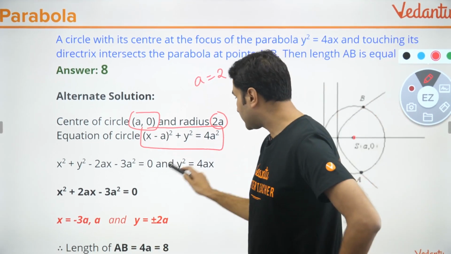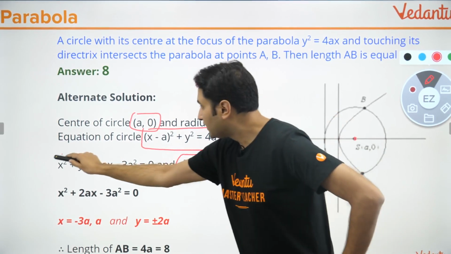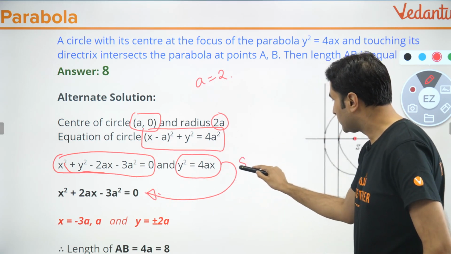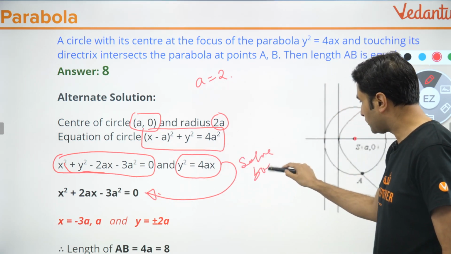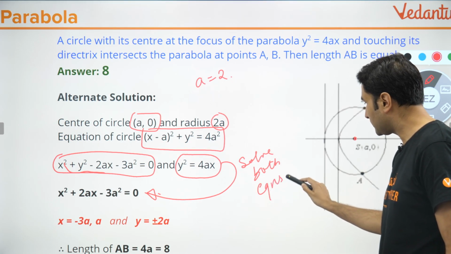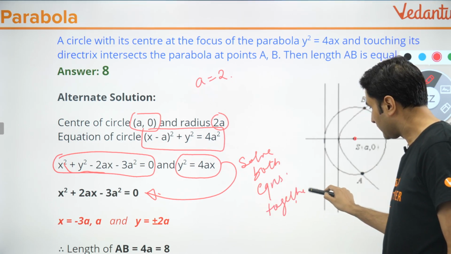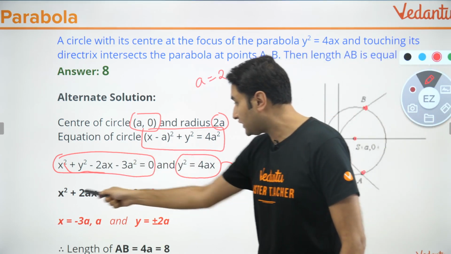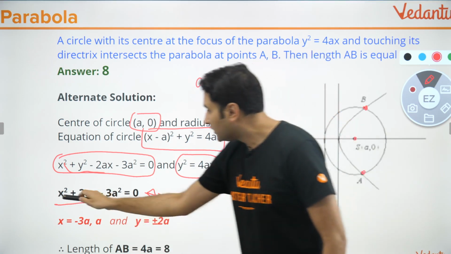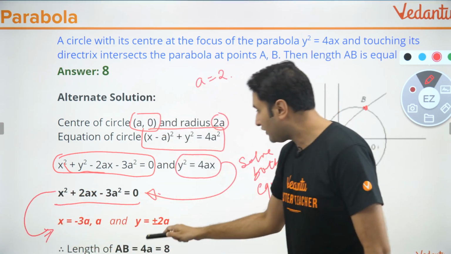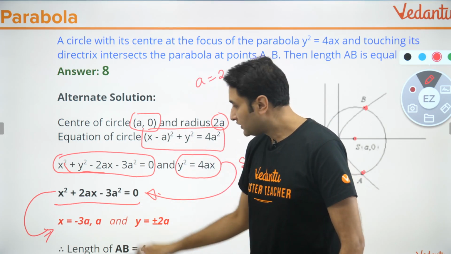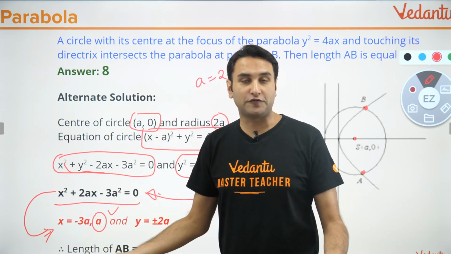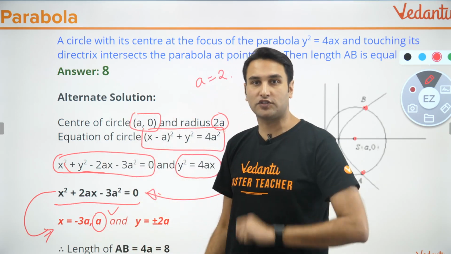Then what do you do? This is the equation of the parabola, this is the equation of the circle. You would have solved both equations together. Why? To find the point of intersection. You would have got a quadratic equation. Solving the quadratic equation would have given you two solutions, right? This is the solution we are looking for, x is equal to a, which I directly found out without solving this equation. Hence it was a shortcut, right?